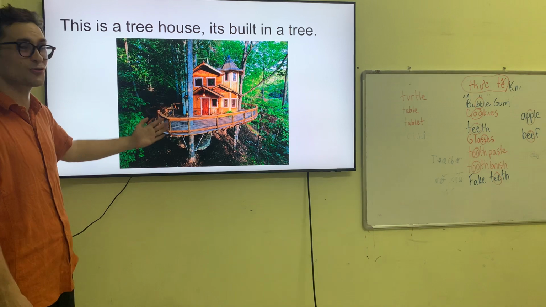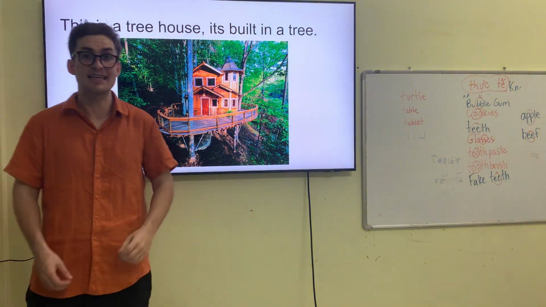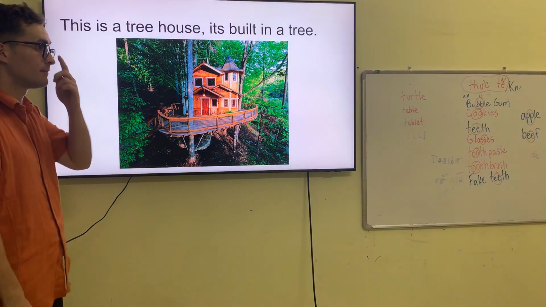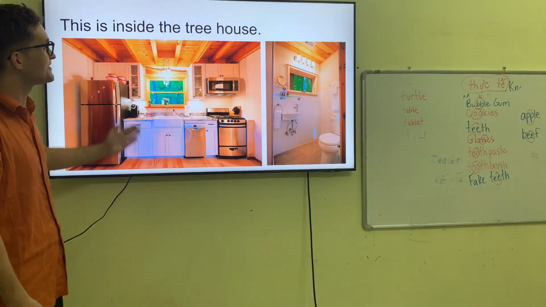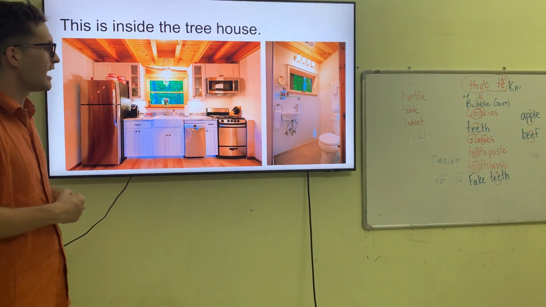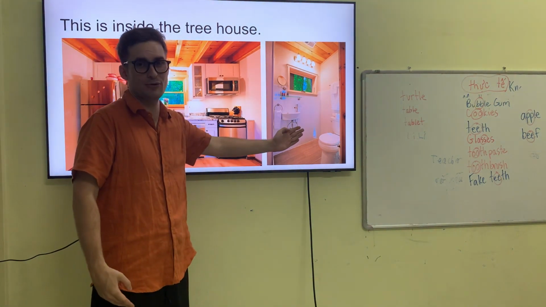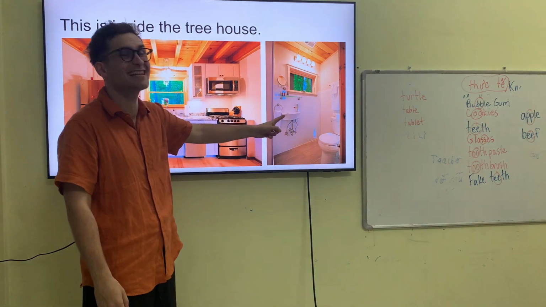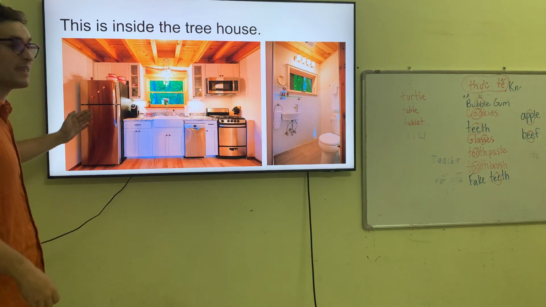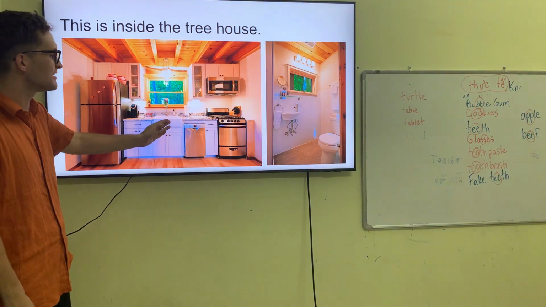This is a tree house. It's built in a tree. This is inside the tree house. I see a bathroom with a toilet and sink. I see a kitchen with a fridge and sink.